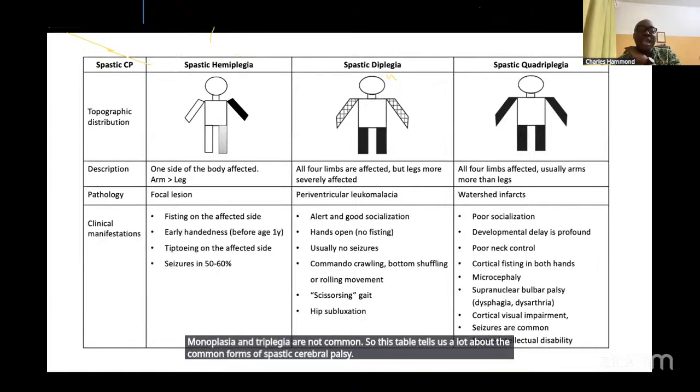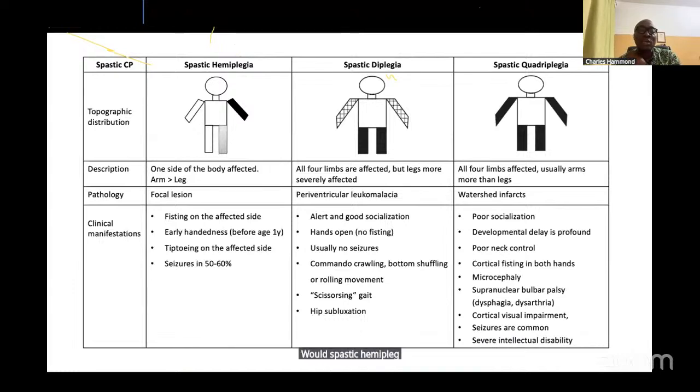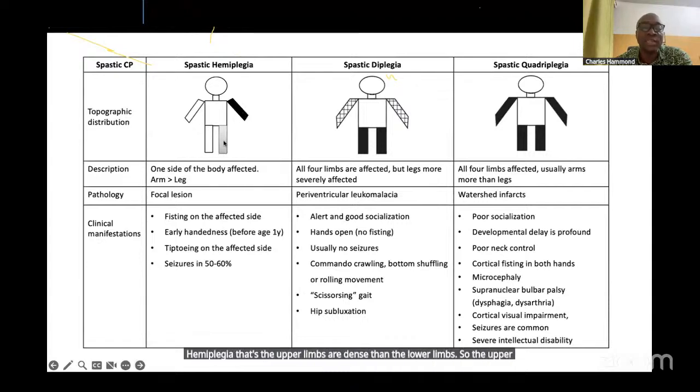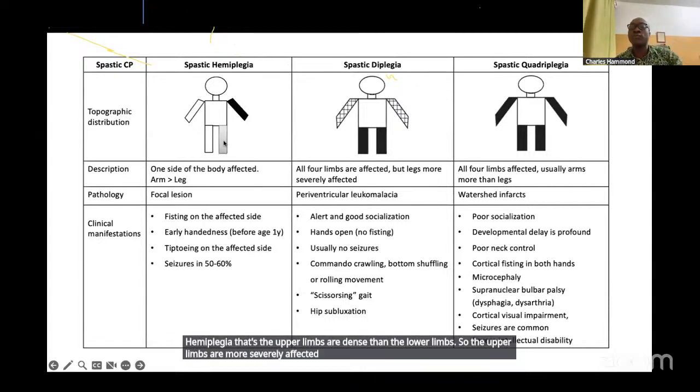With spastic hemiplegia, the description is that only one side is affected. But you can see from the diagram shown in the table for spastic hemiplegia that the upper limbs are denser than the lower limbs. So the upper limbs are more severely affected than the lower limbs. So for those of us who are going to write exams, just note that yes, spastic hemiplegia affects one side of the body, but the upper limbs are more severely affected than the lower limbs.